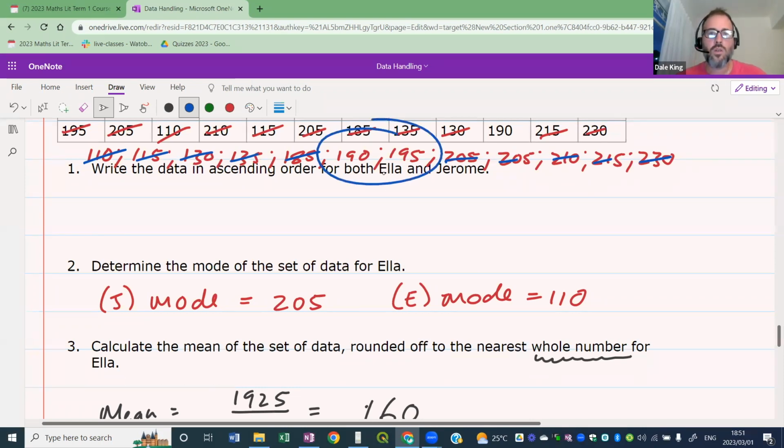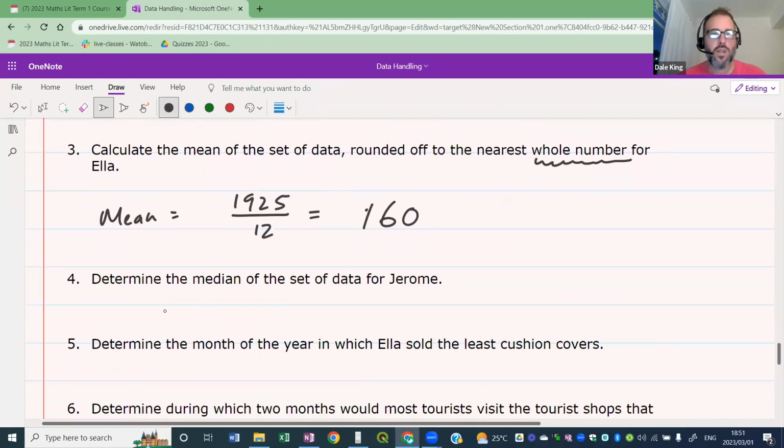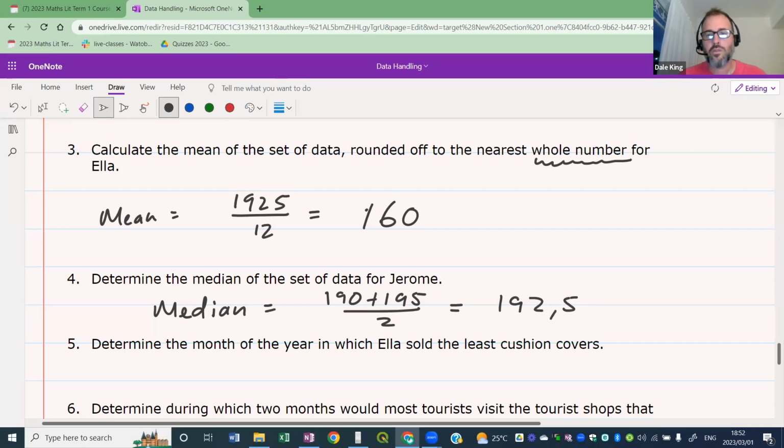So we can see there's 2 numbers in the middle, 190 and 195. So when we determine the median, we show them, we say it's 190 plus 195 divided by 2, and this is the middle, which is 192,50. Okay. All right, let's check the next question.